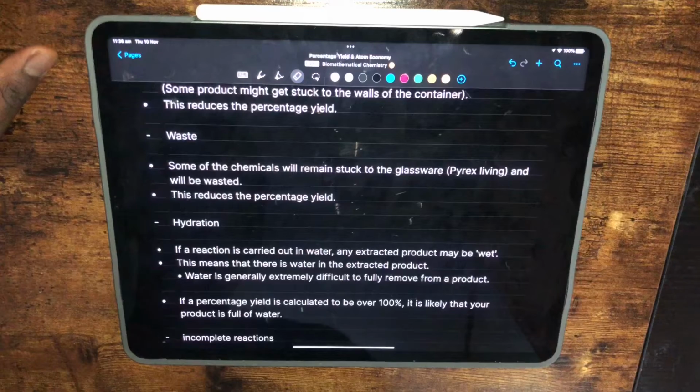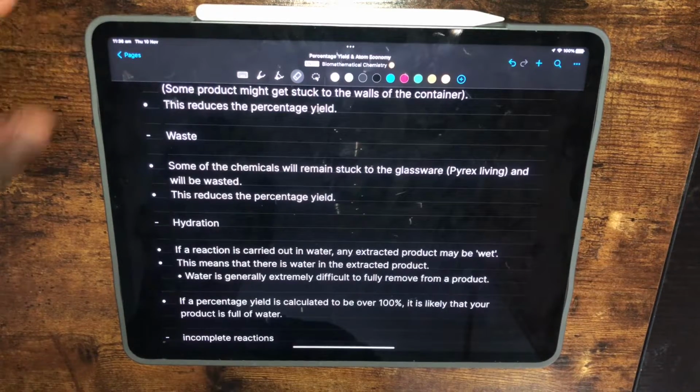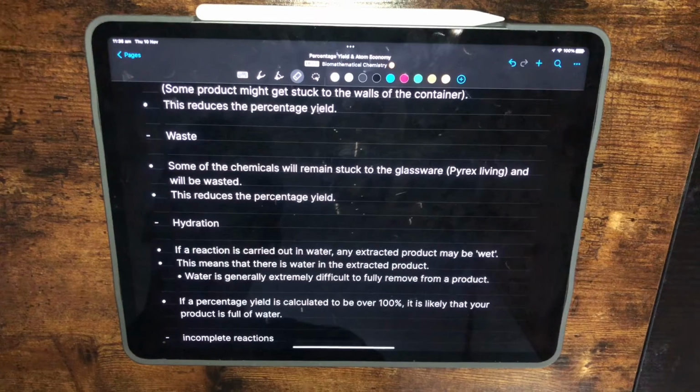Pyrex is one of the best glassware that you use for chemistry, because it's very strong, and it's got quite a smooth surface, so things don't really stick to it. I only found this out recently, but Pyrex is also useful because it's usually good for compounds that don't stick well to the glass, but it can still stick. So using Pyrex can actually reduce your percentage yield loss, but some of the chemicals will still remain stuck to the glassware.